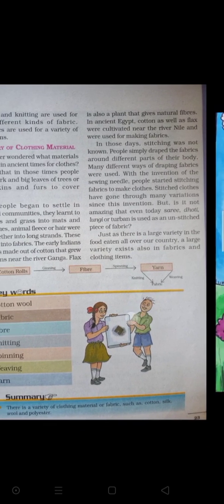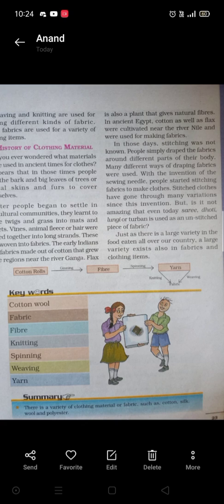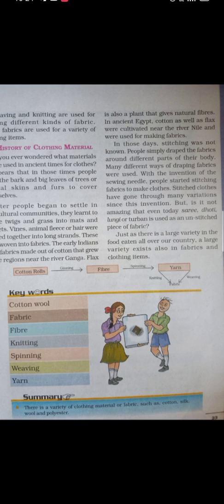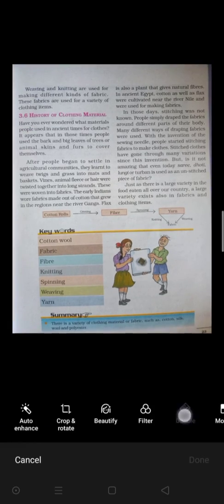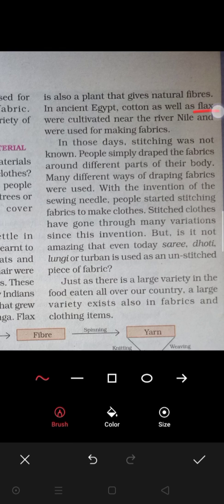Now the flax is also a plant that gives a natural fiber. Here another example of natural fiber is given, that is the flax. Okay, in ancient Egypt the cotton as well as flax were cultivated near the river Nile and were used for making fabrics. Here there is also a one word question, where do you find the flax fiber? Flax were cultivated near the river Nile, and were used for making fabrics.